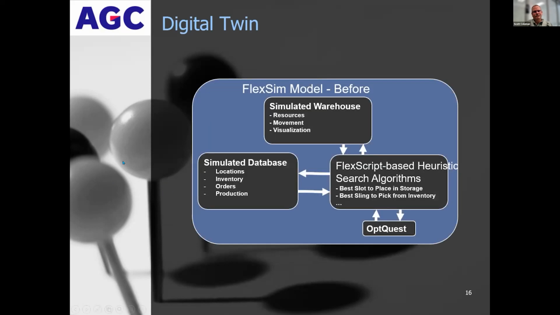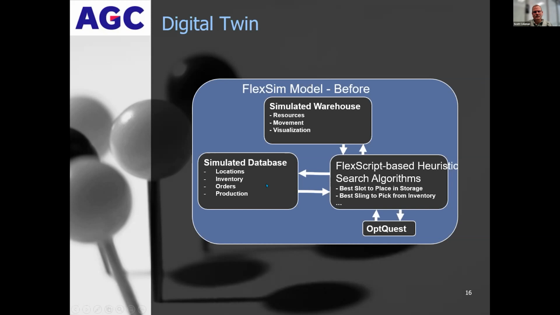So for this project, we engaged the FlexSim group to help us with the digital twin portion of this project. So we had Zach and Anthony that were involved and met with us and went through how the simulation currently worked. And the way this diagram shows how the simulation was working at the beginning of this digital twin phase. So we had our simulated warehouse, which you just saw. There were resources like tuggers, things moving, visualization.